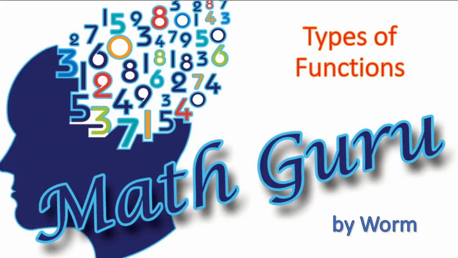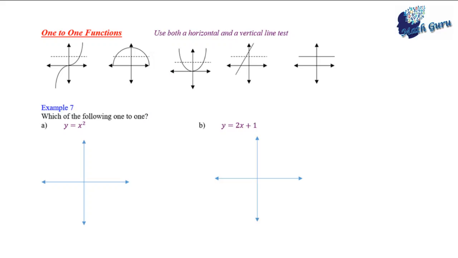Types of functions. Okay, we can have a look and see, before that we worked out what a function was. So a function is where each x value can only have one y value.